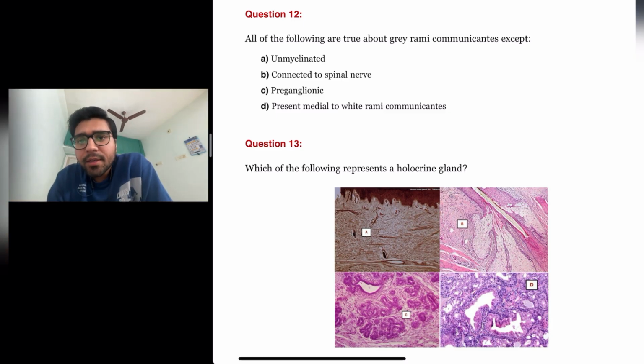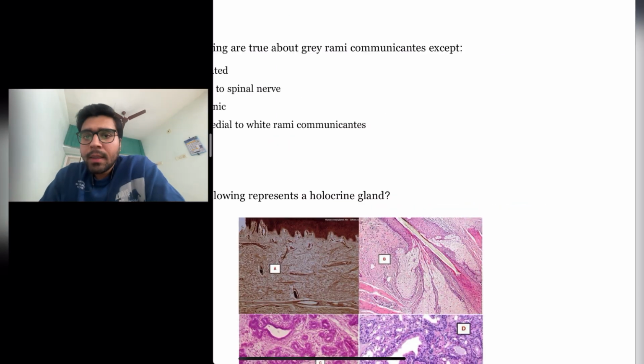All of the following are true about gray rami communicantes, except. Let us discuss the difference between the white rami communicantes and gray rami communicantes.